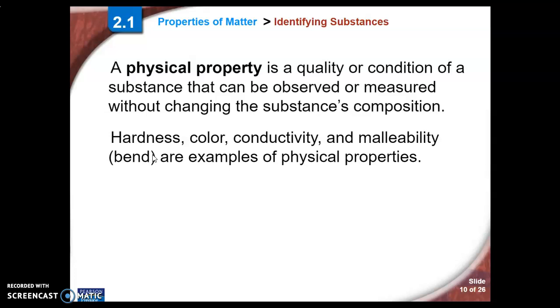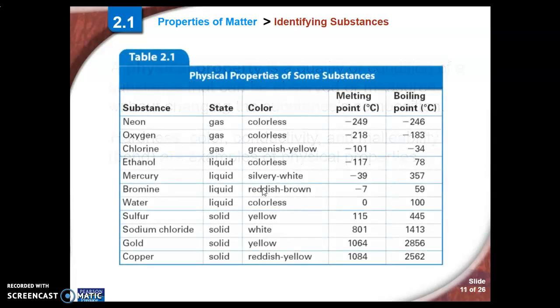Malleability is about bending. For example, aluminum foil, you can bend it. Or granite, can you bend it? No, you cannot. It's very hard to bend the rock. So these are all physical properties.